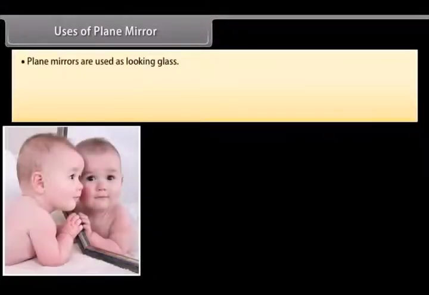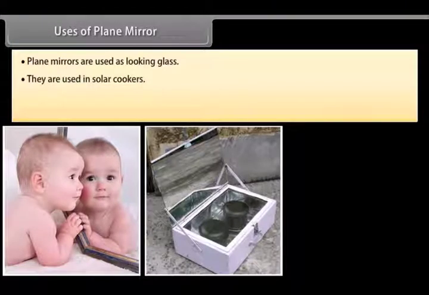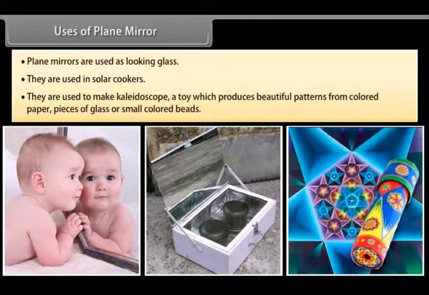Plane mirrors are used as looking glasses. They are used in solar cookers. They are used to make a kaleidoscope, a toy which produces beautiful patterns from colored paper, pieces of glass, or small colored beads.